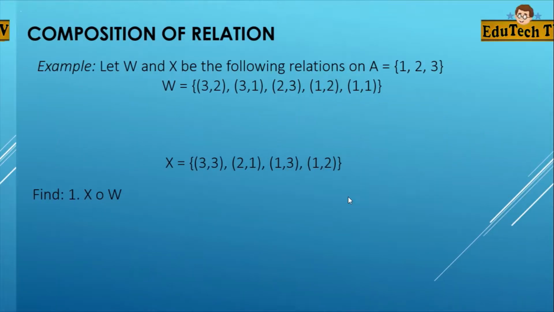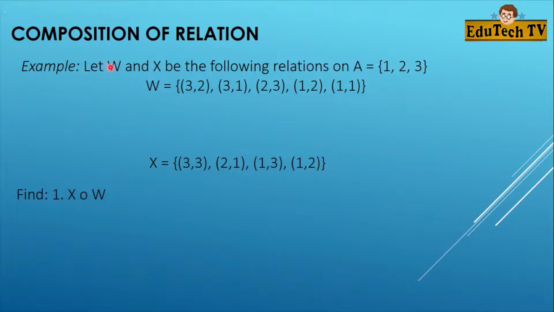Let's have this example. Suppose we are given the relations W and X from the set {1, 2, 3}. So these are the elements of each relation. We're going to find X composed with W. So this is what you're going to do. Our point of reference here is first X. We just have to look at the elements of the relation X, then find the b which is common to W. Then get the first element and the second element of the second relation.